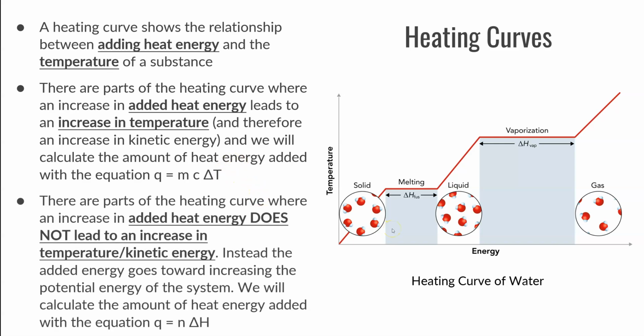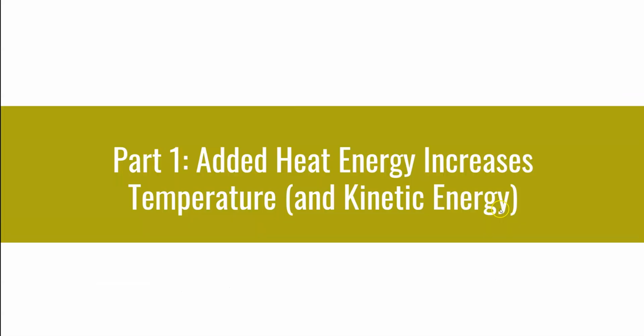And these are parts of the heating curve where adding heat does not increase kinetic energy. In other words, the temperature does not go up. Instead, the energy is being put into the system to increase the potential energy of the system, which in turn allows it to undergo what we call a phase change. And we're going to calculate that heat energy as Q equals n delta H. So that's the part where we talk about melting and vaporization.